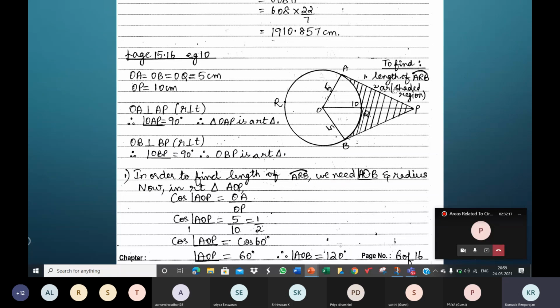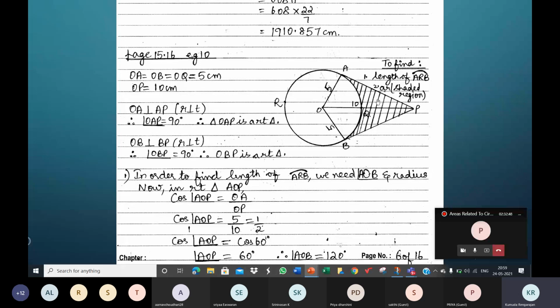Now, to find the area of the shaded region, children, this is a right triangle. This is also a right triangle. The sum of these is a quadrilateral. OAPB is a quadrilateral. And the area of this quadrilateral is equal to 2 times the area of this right triangle. Find the area of this right triangle and double it, you will get the area of the quadrilateral.